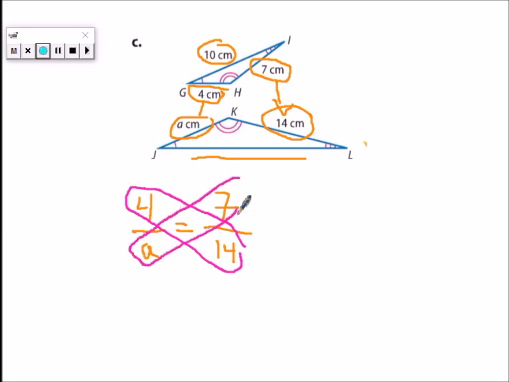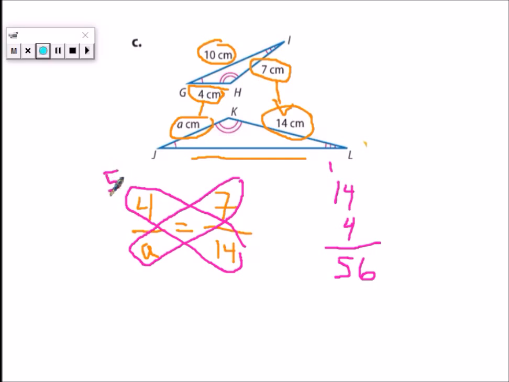Okay. Now 4 times 14, if I cannot do it in my head, I'm going to go ahead and do it on the side. 4 times 14. Okay. So 4 times 4 is 16. I carry the 1. 4 times 1 is 4, plus 1 is 5. So that's 56. So 4 times 14 is 56.